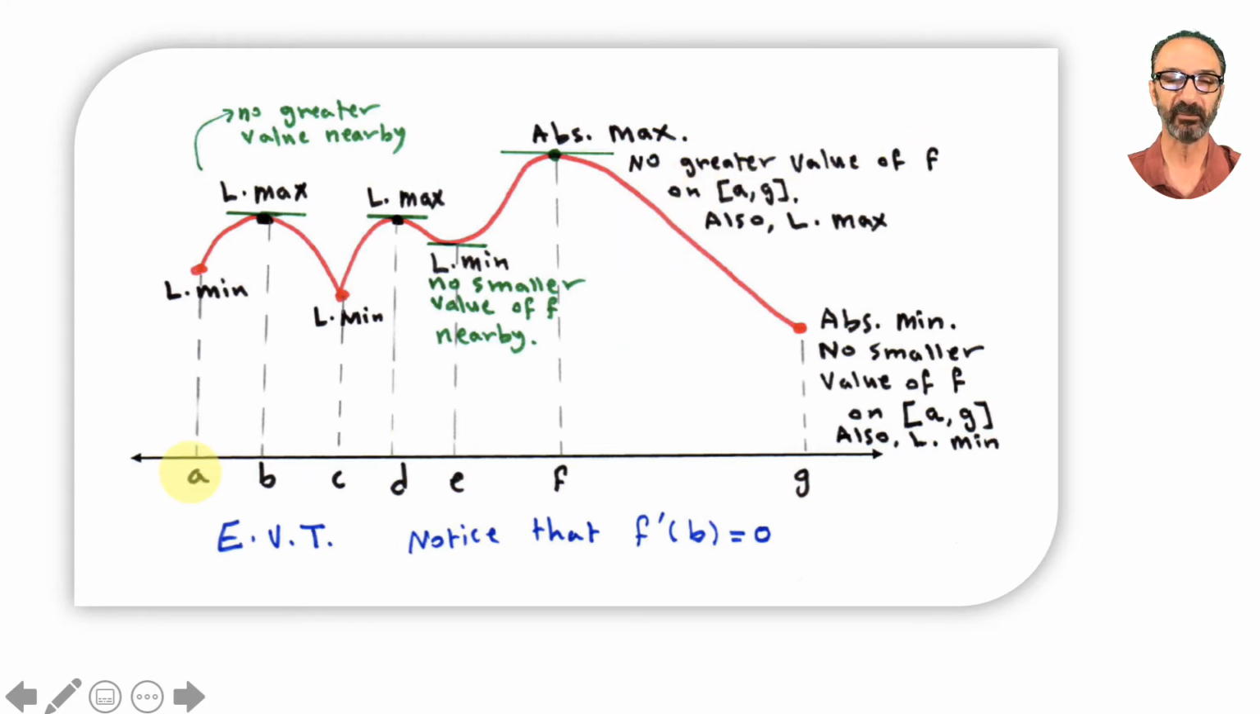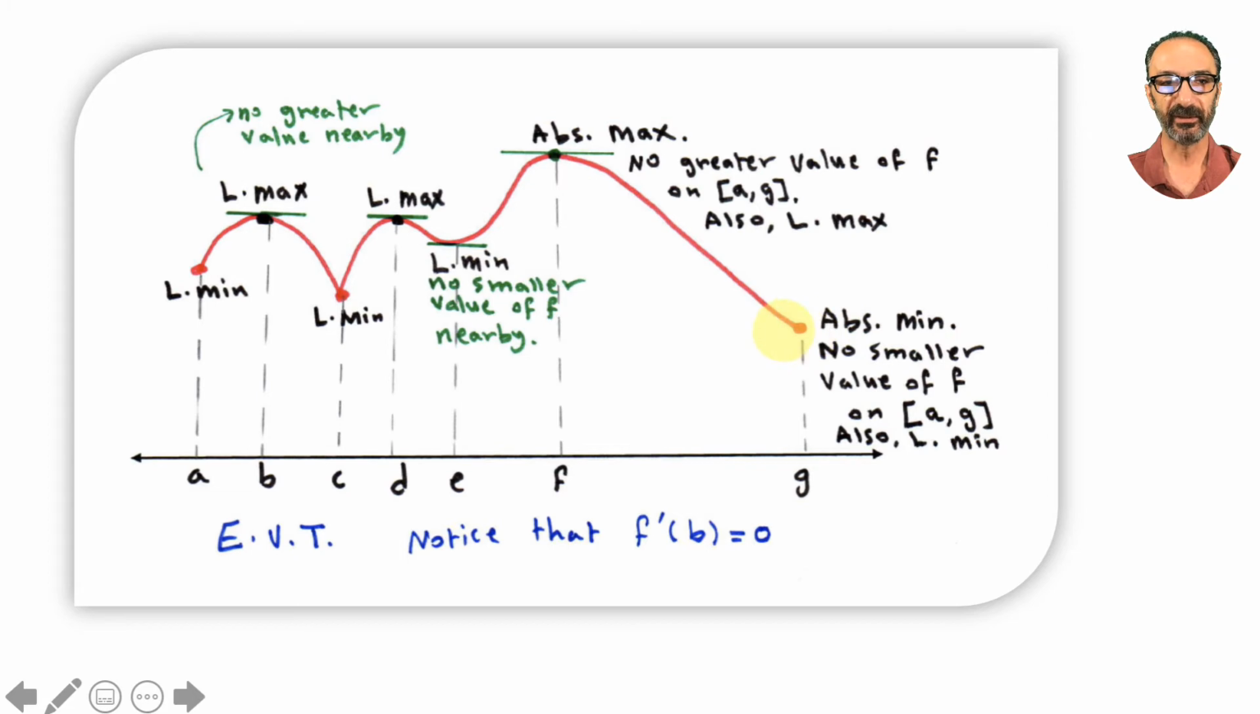I don't want to call it a and b. A to g, that's my interval. No greater value of f on a to g, also local max. We could call it local max, but we prefer to call it absolute max. Just by calling it absolute max, it is a local max. It's the max nearby. Between this point and this point, it's the highest, the greatest value that we have.